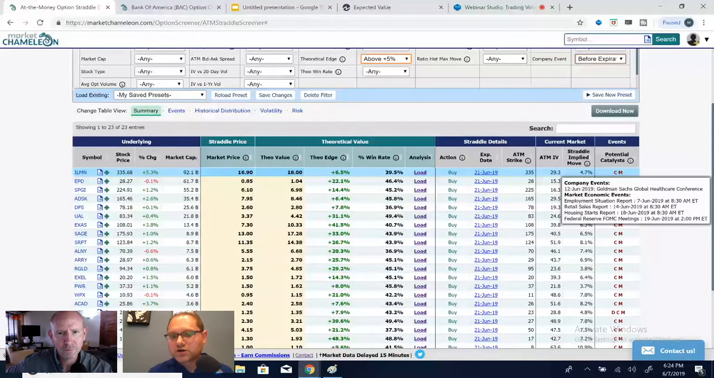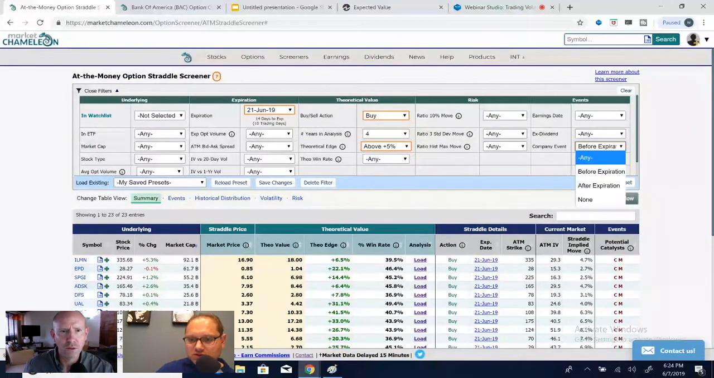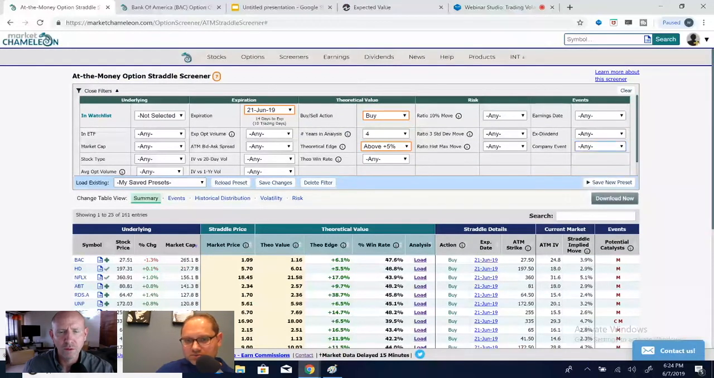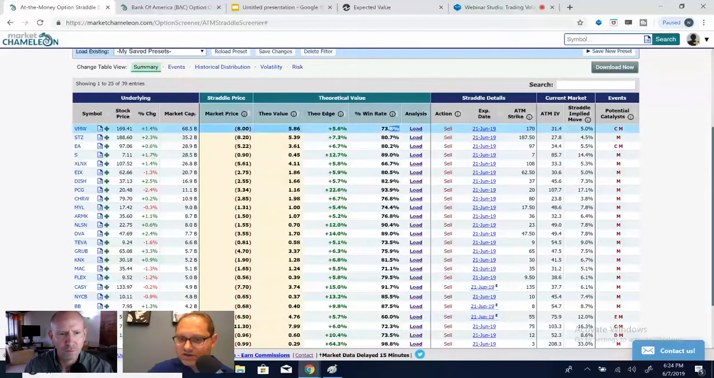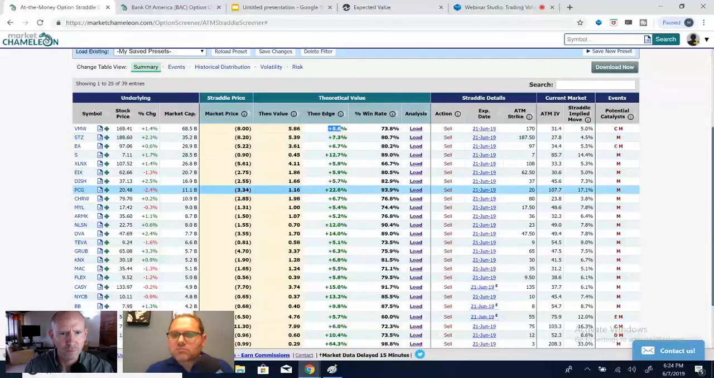I'm going to then do another one, selling a straddle, and then we'll do a couple more screens. But let's just talk about selling a straddle here, and I'm going to flip it the other way. Let's look for selling. One of the things with selling a straddle is that you're going to have high win rates and pretty good average returns.